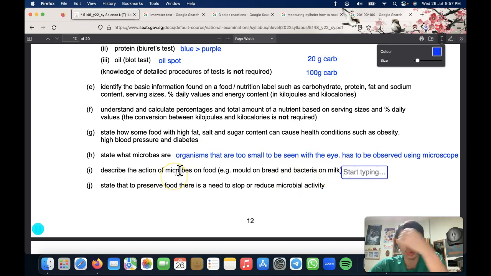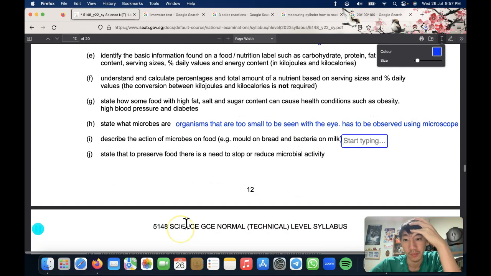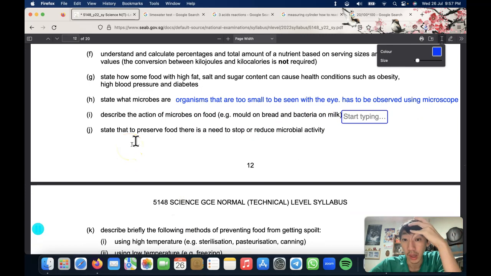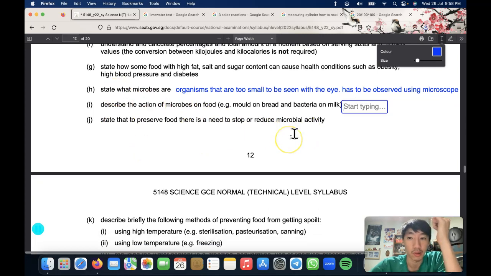Okay, what do microbes do? Firstly, funguses, they can actually form mold on bread. And then bacteria, they can cause the milk to turn sour. And then it will spoil the milk. If you drink it, you get food poisoning. Okay, so in order to preserve our food, we need to stop or reduce the microbial activity, right? Basically, we want to stop the microbes so we can preserve our food.